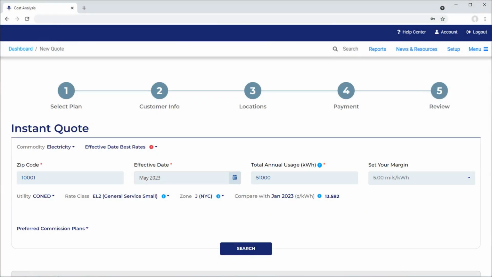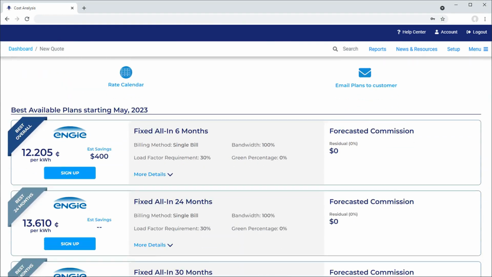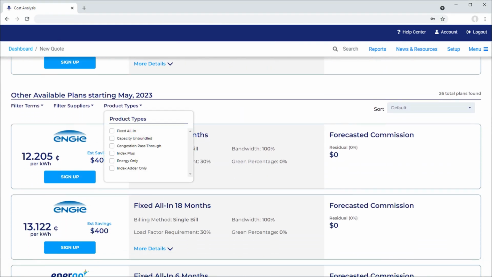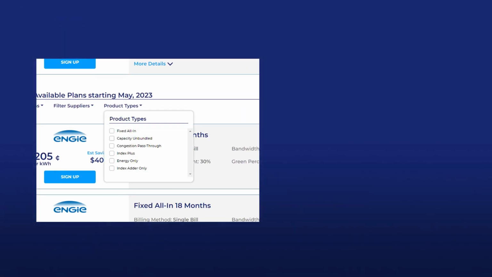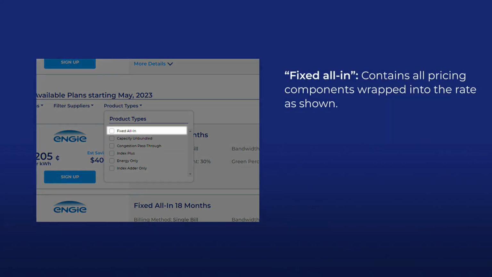When looking at quotes, there are different product types available for your customers. Let's have a look at them and when they should be used. There are 6 common products you'll encounter when searching for electricity quotes. A fixed all-in or fixed all-inclusive product contains all pricing components wrapped into the rate as shown. Because of this, fixed all-in rates are considered premium as they cover components that have potential to fluctuate or vary.